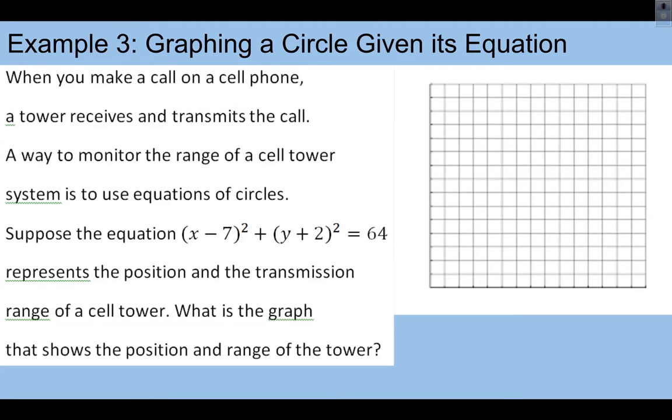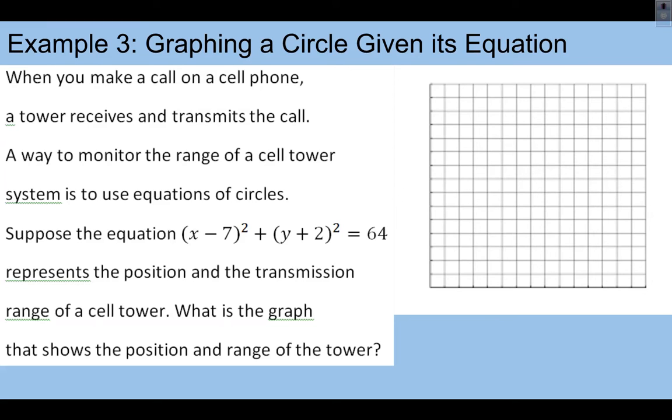Let's look at the next part. Graphing a circle. Now, when you make a call on a cell phone, the tower receives and transmits the call. A way to monitor the range of the cell tower system is to use the equation of circles. Suppose the equation is x minus 7 all squared plus y plus 2 all squared equals 64. This equation represents the position in the transmission range of a cell tower. What is the graph that shows the range of the tower?